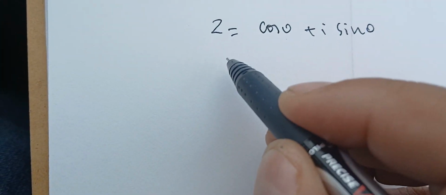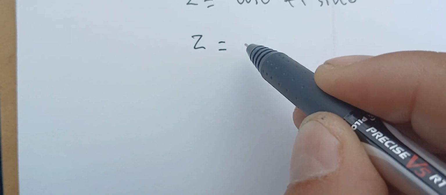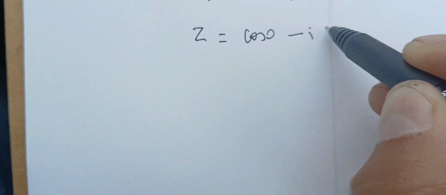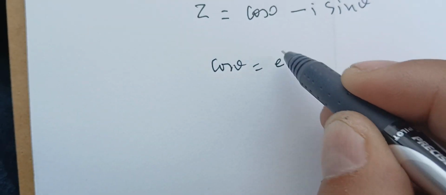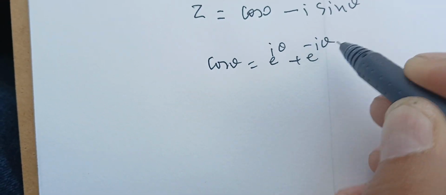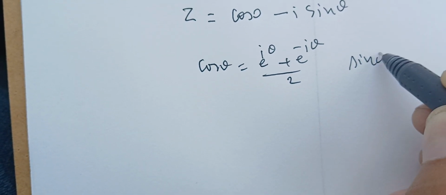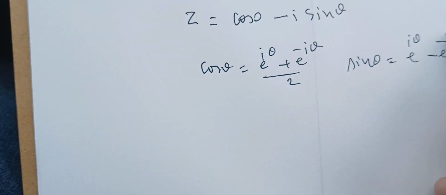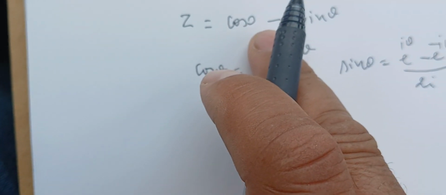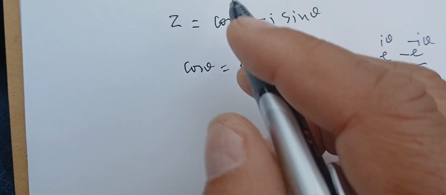After we found the exponential form of this number, cosine theta plus i sine theta, now let's find the exponential form of cosine theta minus i sine theta. As we know, this is the conjugate of this number. Again, using the definition of the cosine, e to the i theta plus e to the minus i theta over 2, and the sine of theta as e to the i theta minus e to the minus i theta over 2i, we plug them here. But before that, we need to compute the norm.